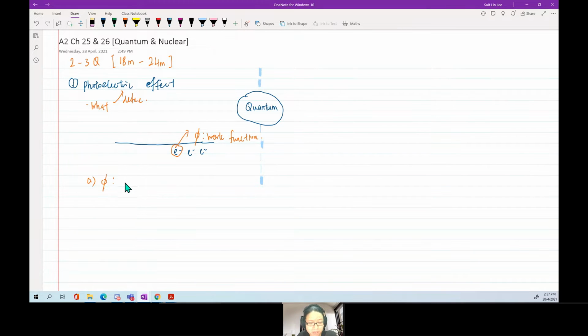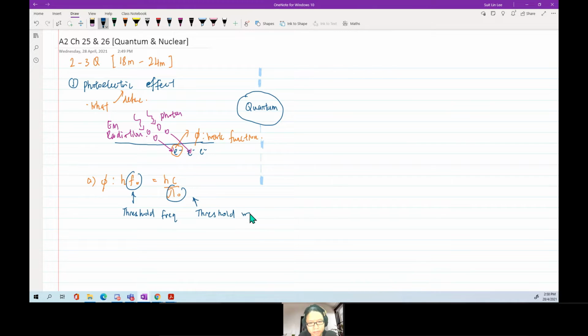Definition: the minimum energy required for an electron to be released from the metal surface when incident EM radiation hits the metal. So this photon will reach the electron, give it some energy, and the electron receives the energy and jumps out of the metal surface. That is the photoelectric effect. So here, this work function is hf0 or hc over lambda0. f0 here is known as the threshold frequency. Lambda0 here is the threshold wavelength. So you need to be able to define work function.